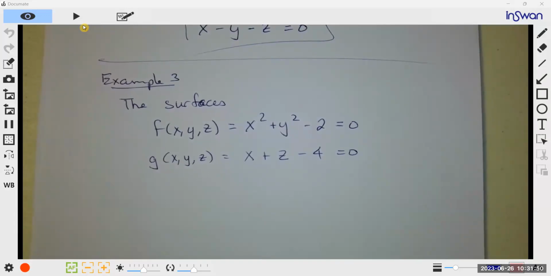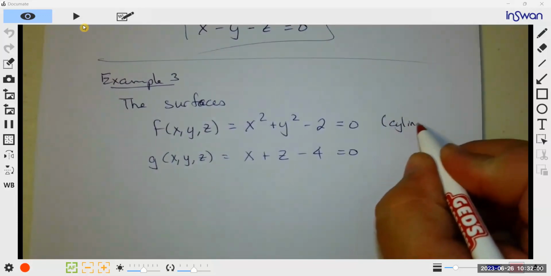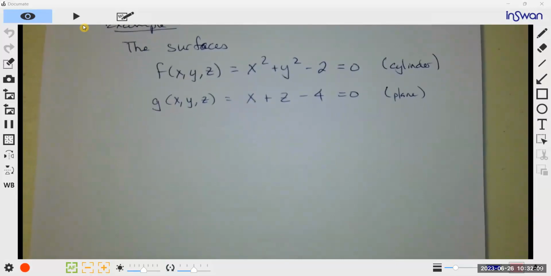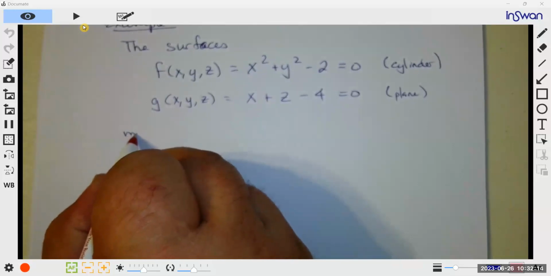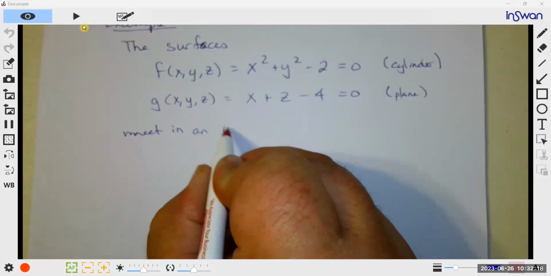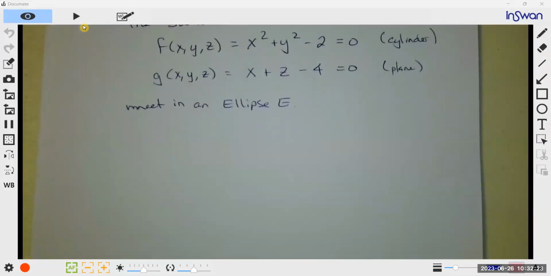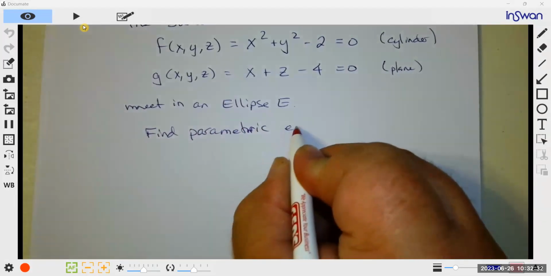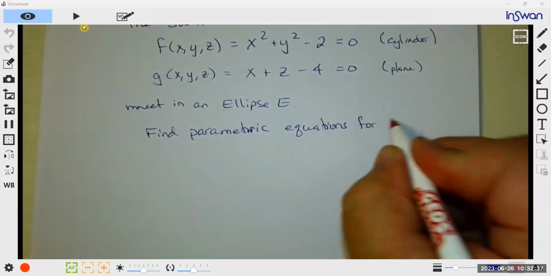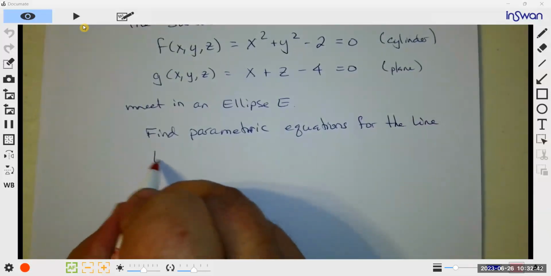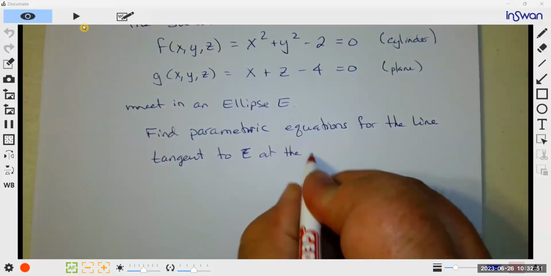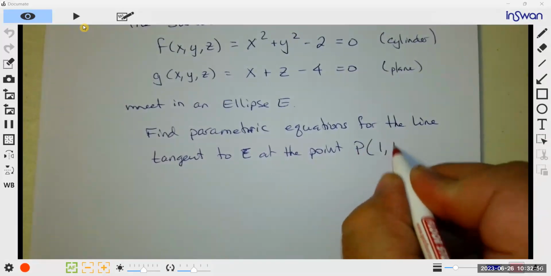All right, so what we have to do here is find our parametric equation. This is a cylinder. This is a plane. There's no exponents. The surfaces meet in an ellipse E. Find parametric equations for the line tangent to E at the point 1, 1, 3.